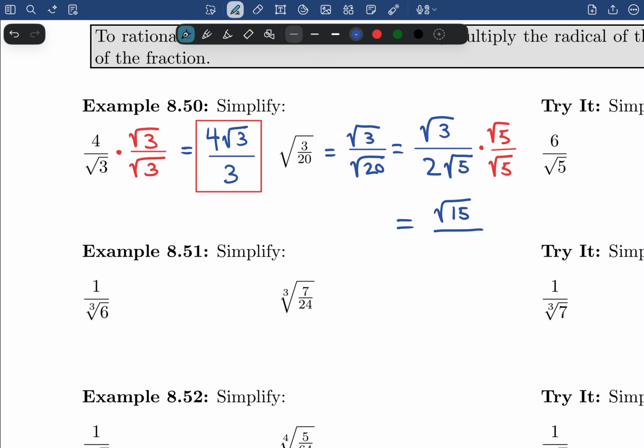And then I divide that by, well, 2 times the square root of 5 times the square root of 5. And remember, the square root of 5 times the square root of 5 is just 5. And I multiply 5 by 2, and that gives me 10. And now I have rationalized the denominator, and I don't have a radical in the denominator anymore. It's great. Okay? It's rationalized.